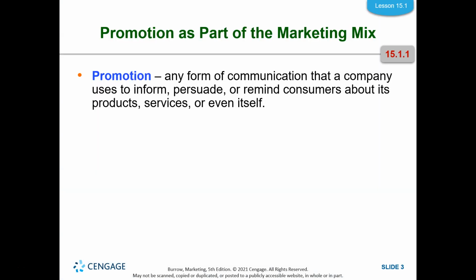So, in section 15.1.1, we have a definition of the word promotion, and that is this: any form of communication that a company uses to inform, persuade, or remind consumers about its products, services, or even itself. So that's any form of communication, that could be radio, TV, print ad, trade show, anything that they can use to inform, persuade, or remind consumers.